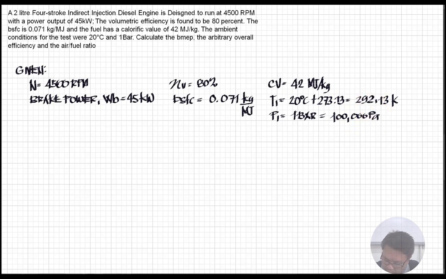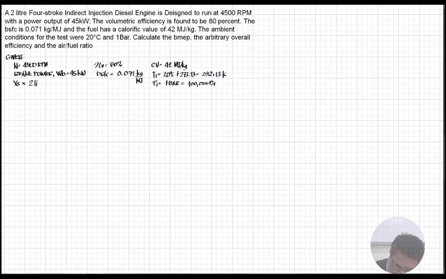Then we have the ambient conditions. A 2-liter 4-stroke, so we have the swept volume, since it is a 2-liter, so this is 2 liter. So that would be our givens to the problem. Then we need to establish also what the unknowns in the problem are. So these are what we are looking for. We're looking for the brake mean effective pressure. So I'm going to write here what will be the unknowns.